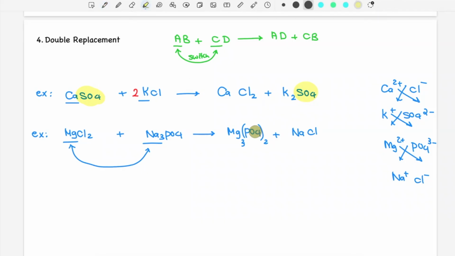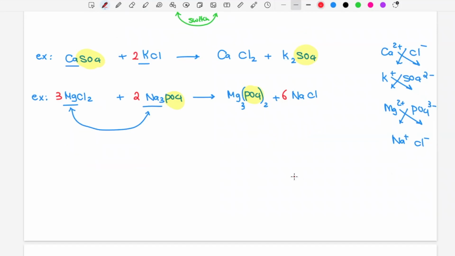So again, 2 phosphates on the right. So we need to have 2 phosphates on the left. So we put a 2 here, 3 magnesiums on the right. So we put a 3 here. Now 6 sodiums on the left, sorry. So we put a 6 over here. And then the chlorines, there's 6 on the left, 6 on the right. So everything looks good. So this is how you write a double replacement reaction.